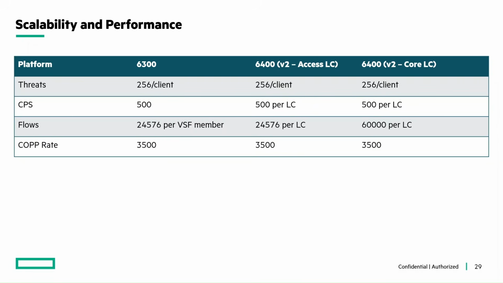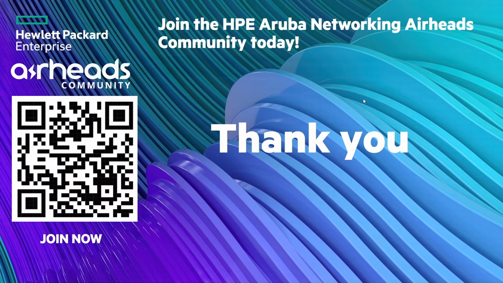CPS for the 6300 is 500. The 6400 is 500 per LC. For the flows monitored, there will be up to 24,576 for the 6300. The same per LC for the Access, and 60,000 per LC for the Core LC. The COP rate will be 3,500 across the board for each of these three models. And that will conclude today's demonstration.